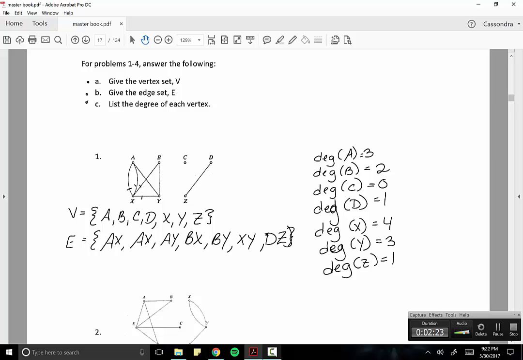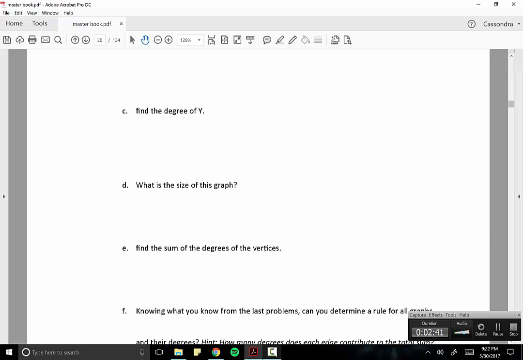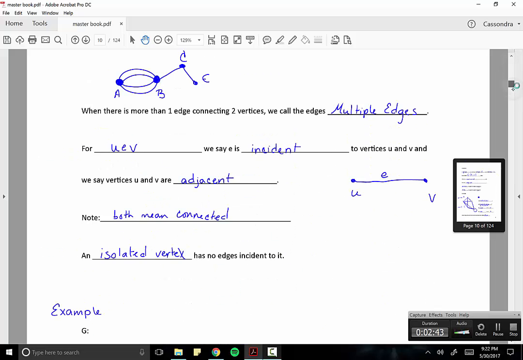Now, remember, every graph must have an even number of odd vertices. Here's an odd vertex, here's an odd vertex, here's an odd vertex, and here's an odd vertex. We have 4. That's okay. Problems 1, 2, 3, and 4 are the exact same. Just to reinforce a concept, I would like to go back to problem 1.